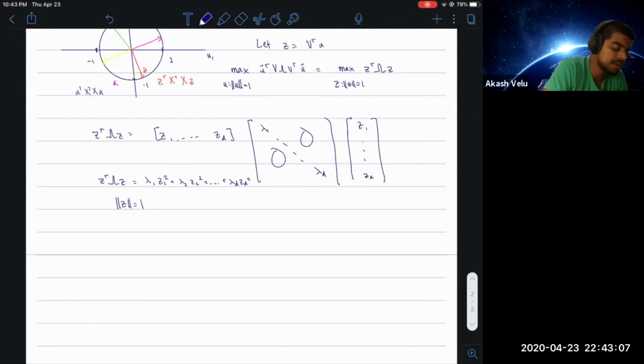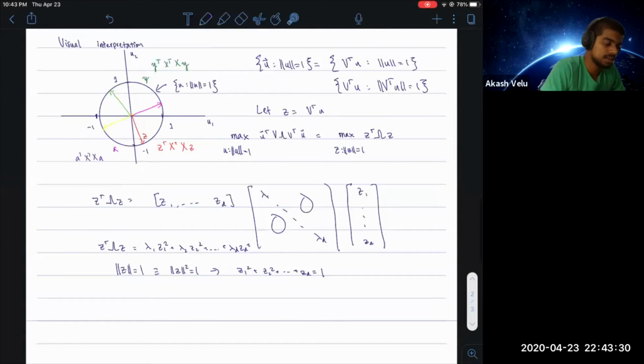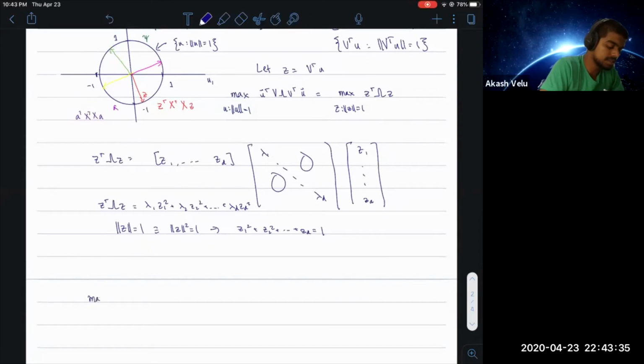But this is the same as saying norm of z squared is equal to 1, which means that if you take each component, square it, and add them up, they should sum to 1. So now we can rewrite our optimization one more time in terms of all of these internal components. So we can write the maximization over z of lambda 1 z1 squared plus lambda 2 z2 squared.